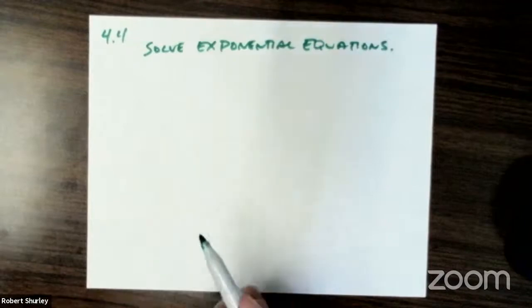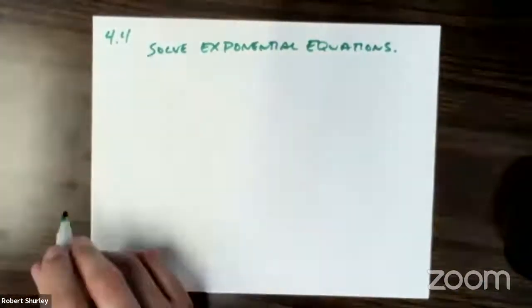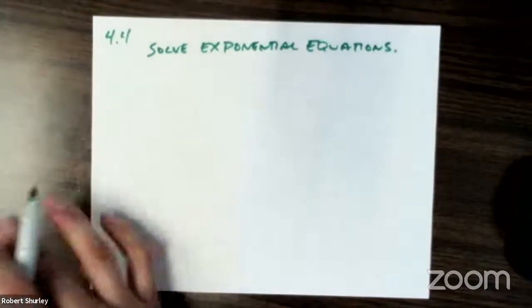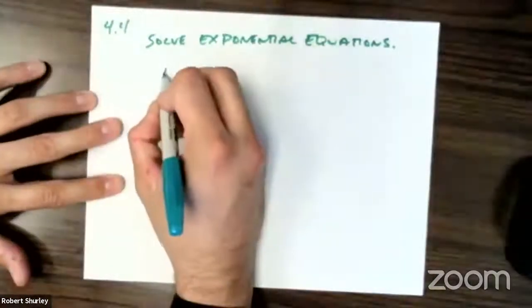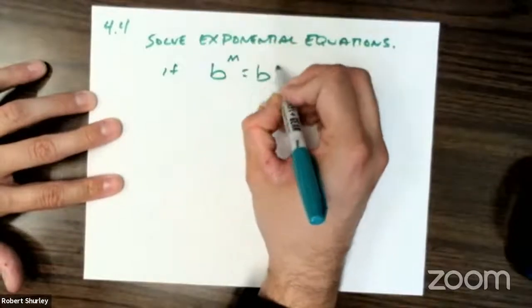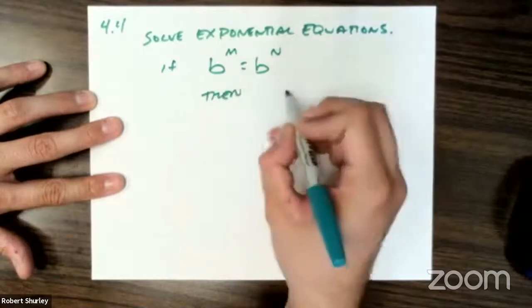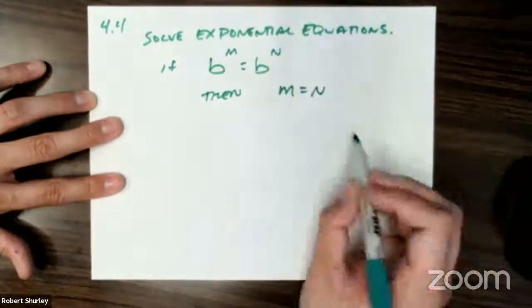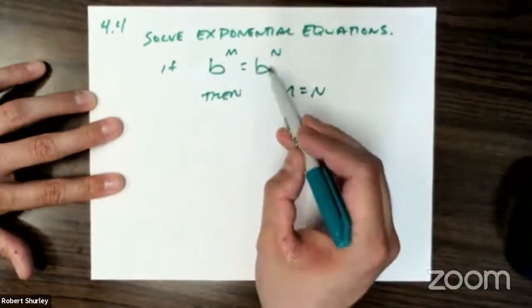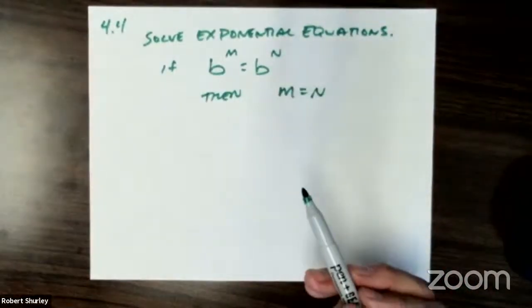So the goal here for the first way of solving these is to get the bases to be the same on both sides of the equation. Look, if we know b raised to the m power equals b raised to the n power, then m must equal n, right? If b to the m equals b to the n, then m must equal n. That's the rule we're going to use.